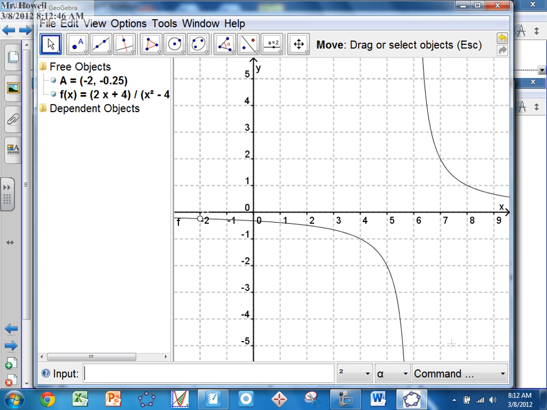Okay, that's how you demonstrate a hole. The graph kind of stops there and has to jump over the hole to continue. That's why it's a discontinuity. And again, at x equals 6, there's also a vertical asymptote.